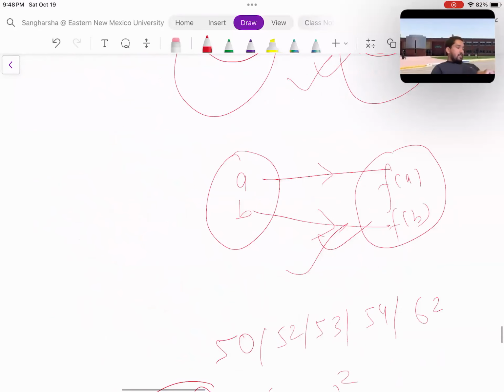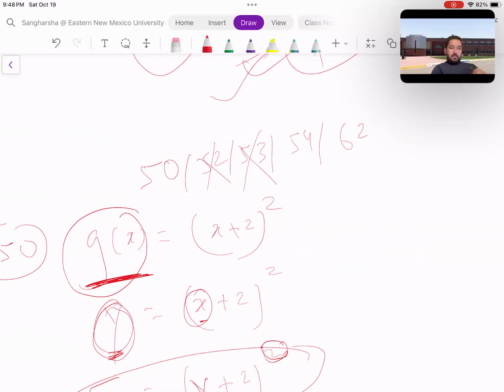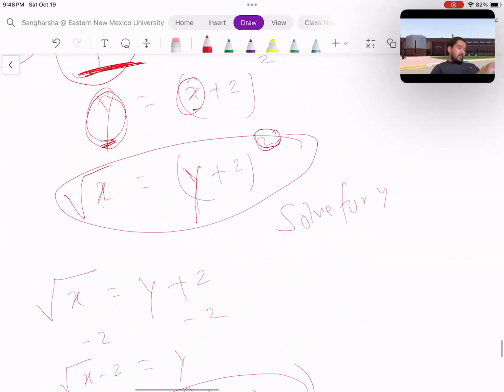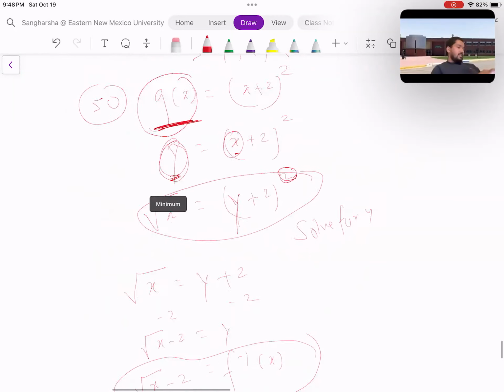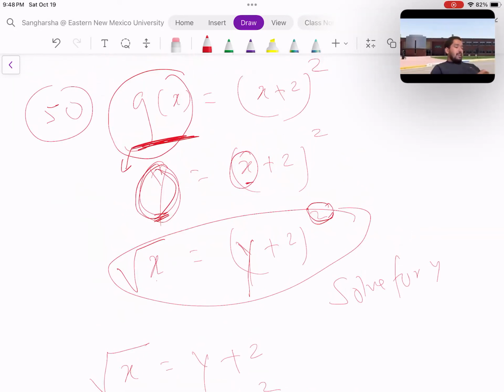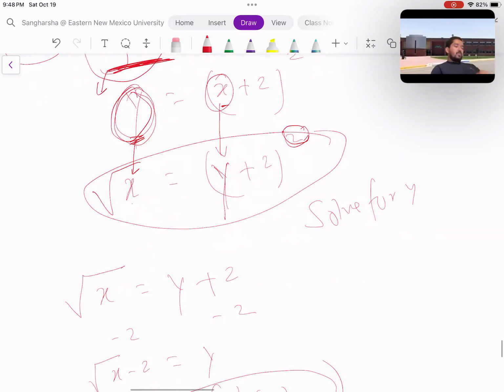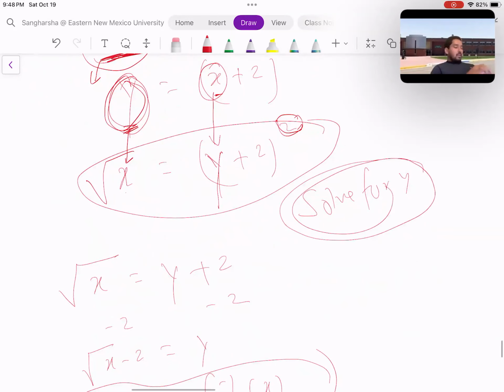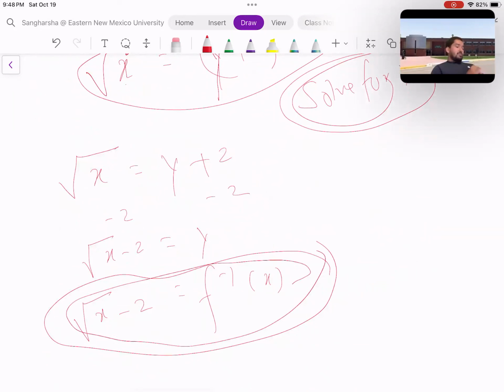52 is the same, so I'm going to skip. 53 is the same, I'm going to skip. 54 is similar, not exactly the same, I'm going to skip. What do we have in number 62? Find the inverse of the given function, then graph. You don't need to graph, just find the inverse function like I did for 50. You replace f of x or g of x by y, interchange x and y, and you solve the equation for y, and the solution for y is your f inverse function.